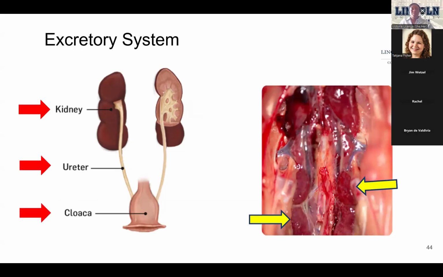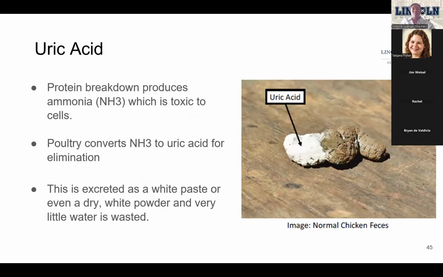So what we have is the excretion of protein breakdown products in the form of urate, or uric acid. In normal chicken feces, you would see this appearing as a whitish paste, or a whitish powder, on the excreta. So poultry are able to convert ammonia to uric acid for elimination. This is also seen as an evolutionary property because it eliminates urea. They don't urinate, but it's also effective in terms of being a less water-wasting process for dealing with the body's excretory products.